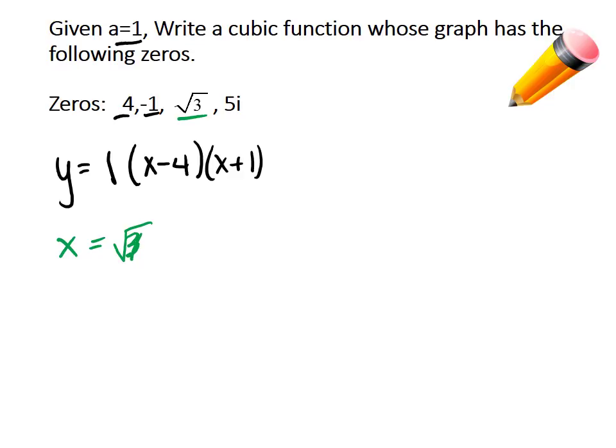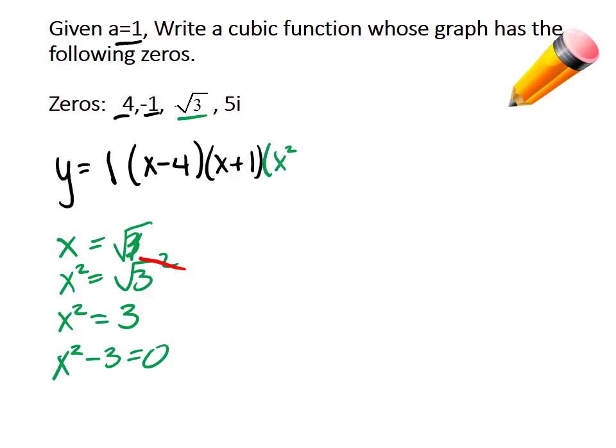I want to move everything to one side, so I'm going to square both sides. Squaring a square root makes it so that we're left with the 3. Now to move that 3 to the other side, since it's positive, we're going to have to subtract it. So my third factor is x squared minus 3. Alrighty, let's take a look at our fourth 0 here. It's listed as 5i. X equals 5i.